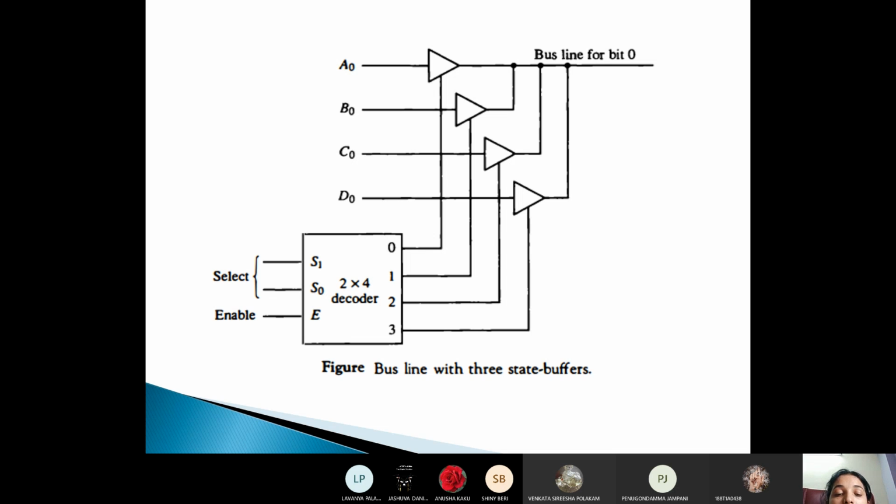When the enable input of the decoder is 0, all four outputs are 0, and the bus line is in a high impedance state. When the enable input is 1, one of the three-state buffers will be active, depending on the binary values of the select inputs of the decoder. To construct a common bus for four registers of n bits, each using three-state buffers, we need n circuits with four buffers each, and each common output will be produced. So this is called the bus structure.